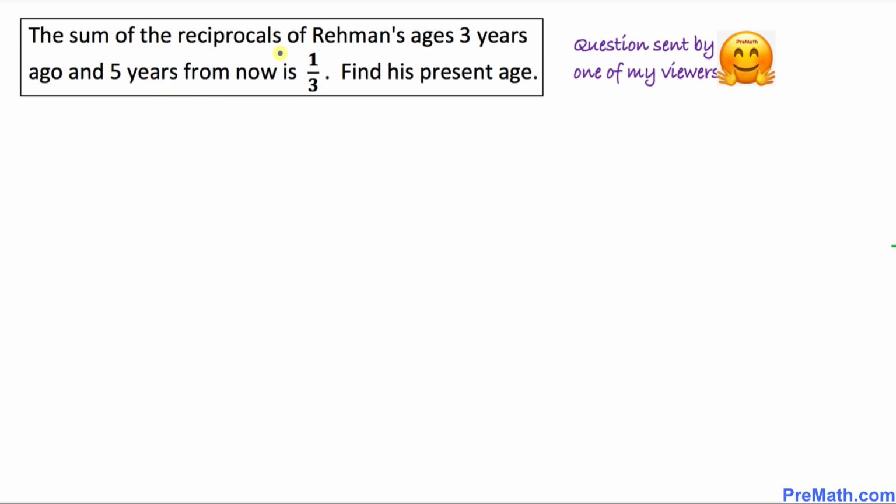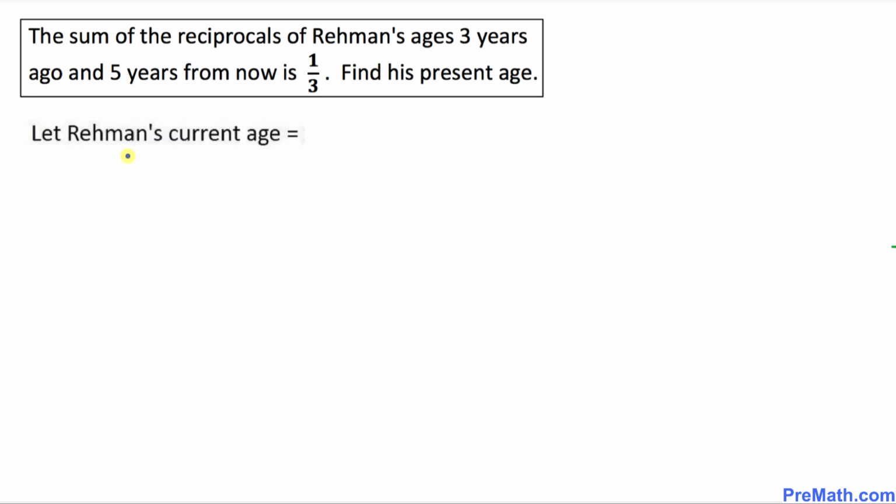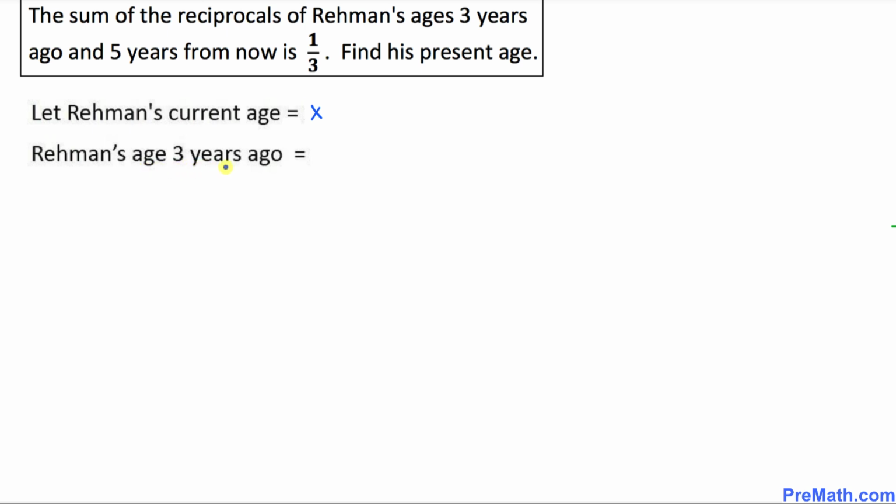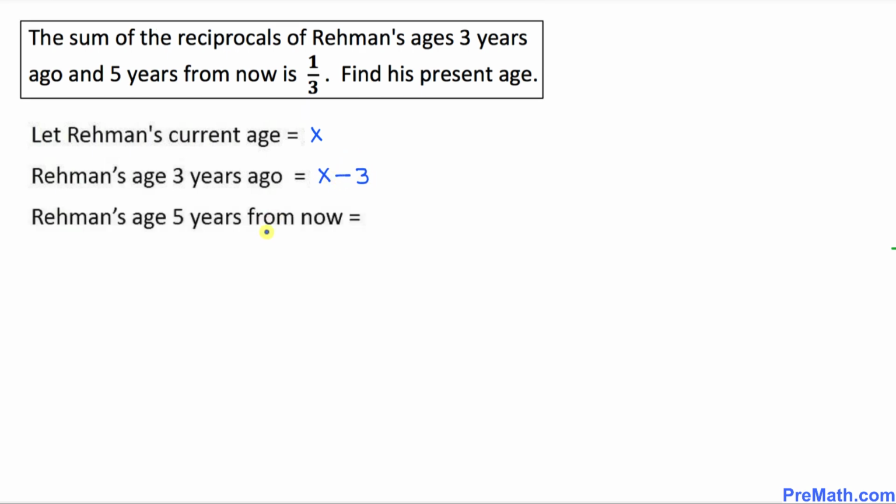The sum of the reciprocals of Rehman's ages 3 years ago and 5 years from now is 1 over 3. Find his present age. So let's get started with the solution and let's call Rehman's current age X years. And the age 3 years ago is going to be simply X minus 3. And the age 5 years from now means X plus 5. So these are the basic building blocks.